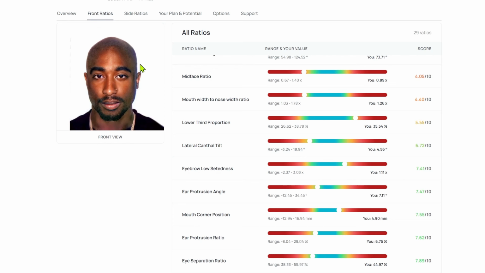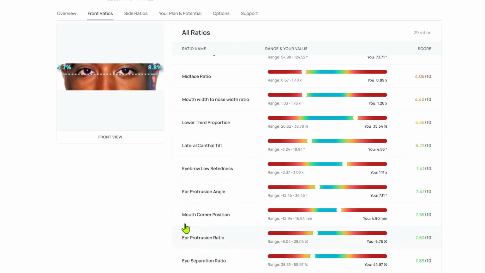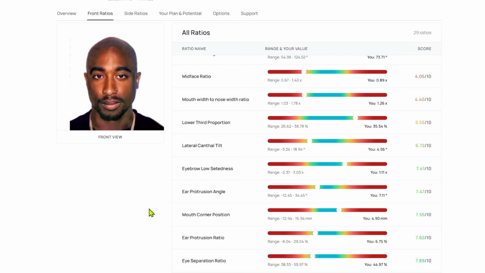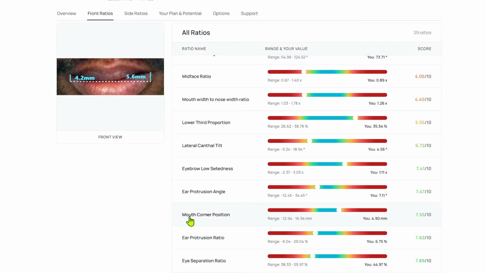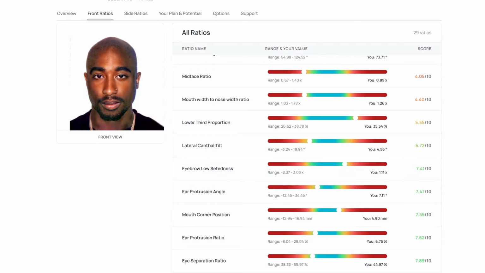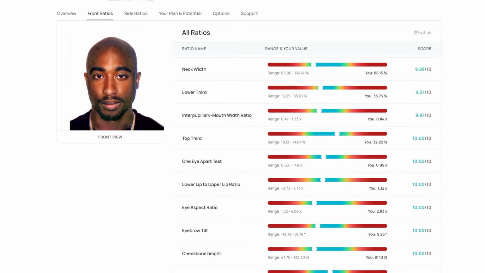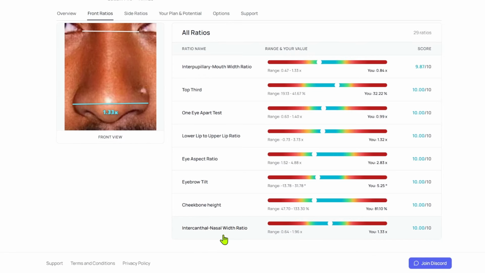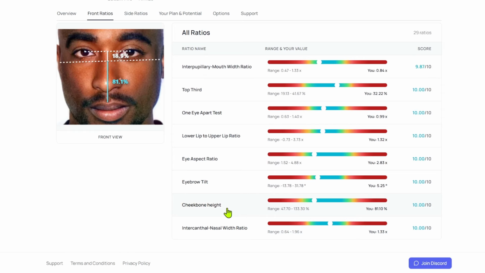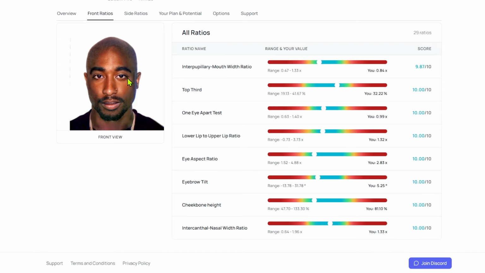His skin is pretty good, and I'll include some other things like his dimorphism, his height, his voice, and his status, which wouldn't be included in the score naturally. But I do want to include that afterwards at the end, because you may be surprised by his score, honestly. So moving on, his highest scores are his intercanthal nasal width ratio for a 10 out of 10. Cheekbone height, he has nice high set cheekbones. You can see they're only right under his eye.